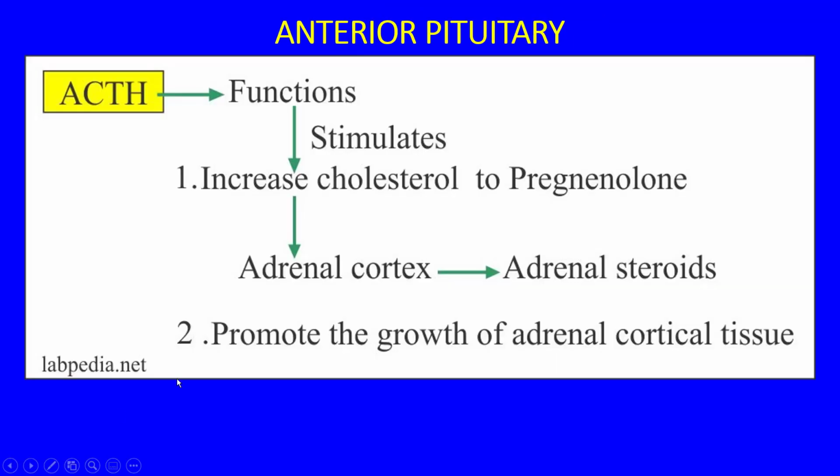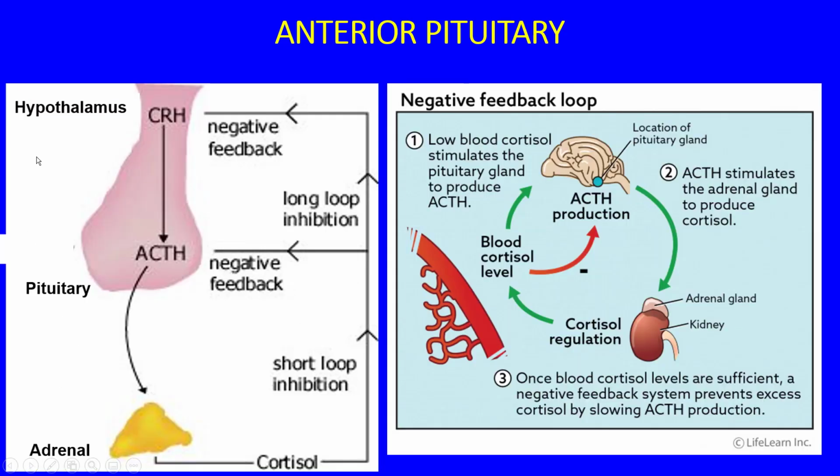As you can see, ACTH will stimulate, in the cortex cells, an increase in cortisol to pregnenolone, which from there will be converted into adrenal steroids. It will also promote the growth of adrenal cortical tissue. And as you can see here, we have a couple of demonstrations of the negative feedback. Particularly, it's mostly just cortisol. The shorter loop is going to work on the pituitary to reduce ACTH, but the longer loop is going to have a negative feedback on CRH secretion.